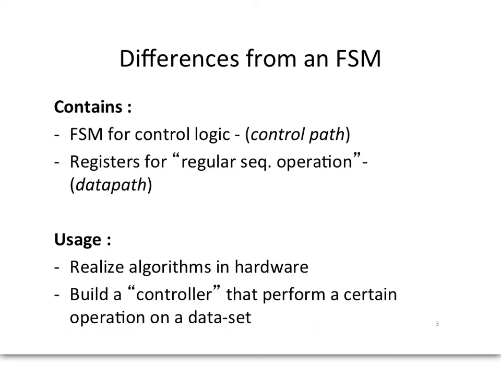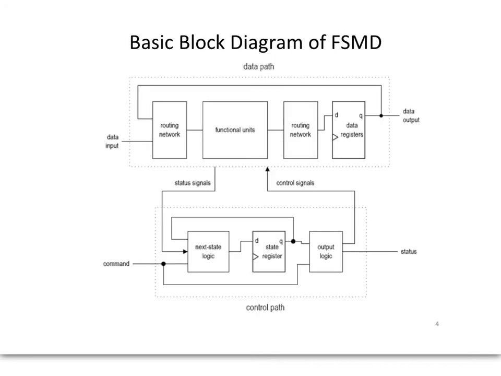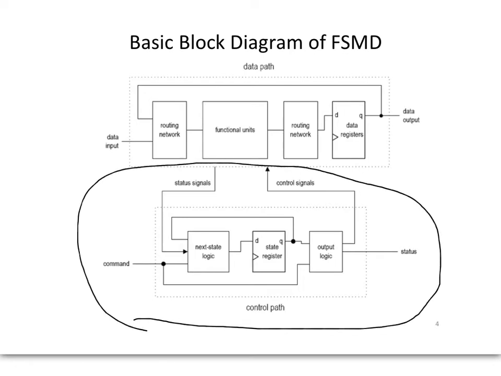Another way of writing that could be to say that we are building a controller that can perform a certain operation on a given data set. That can be done by an FSMD as well. Here you see a block diagram of an FSMD, and if we look in the bottom here, we have the control path.